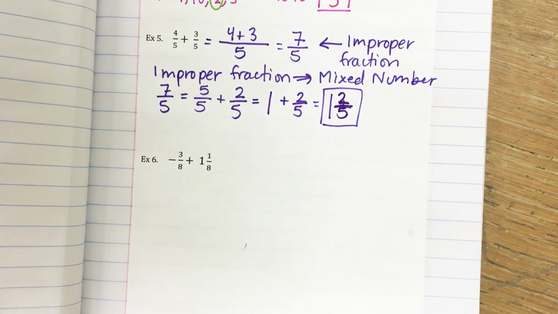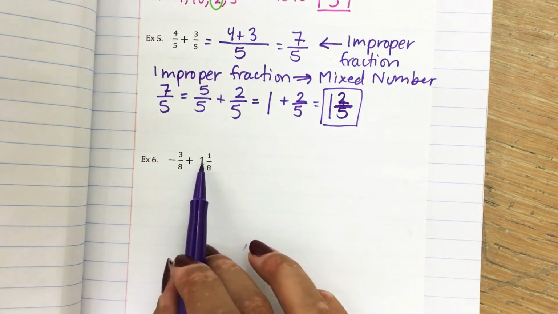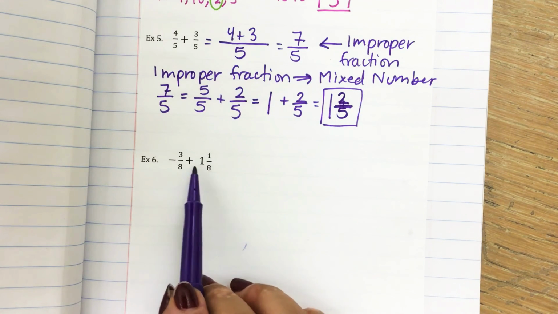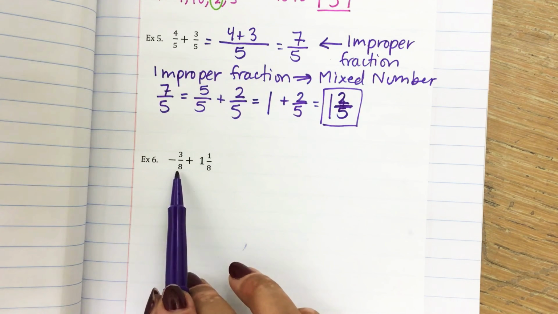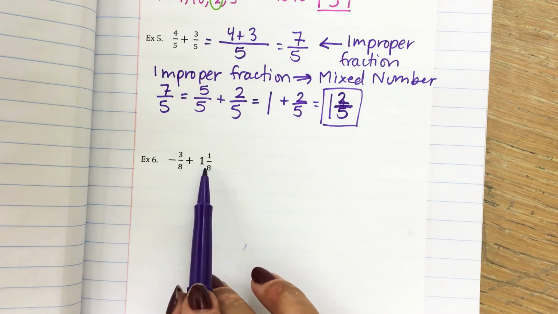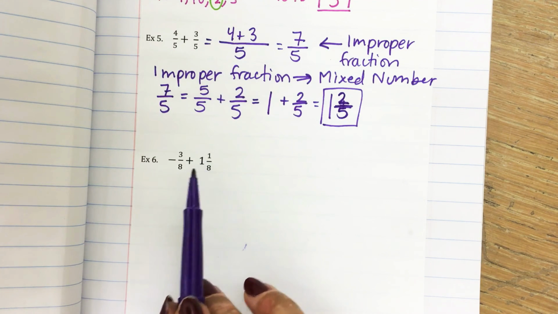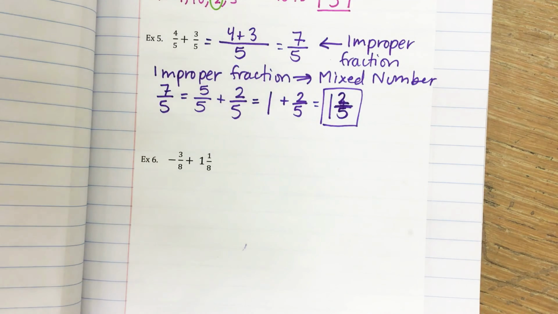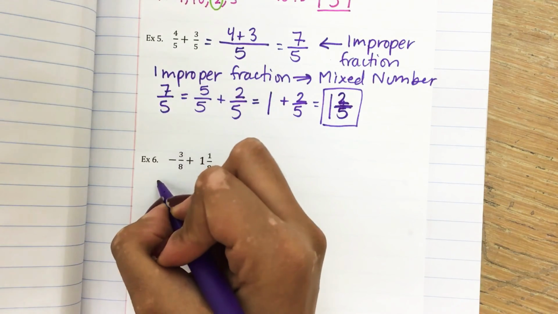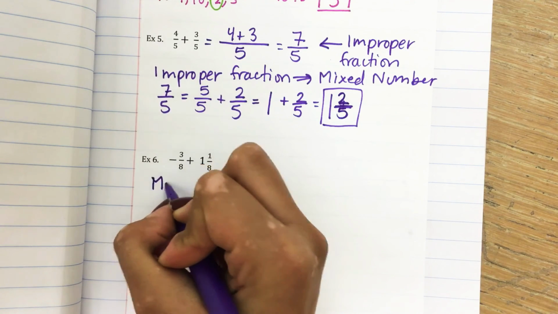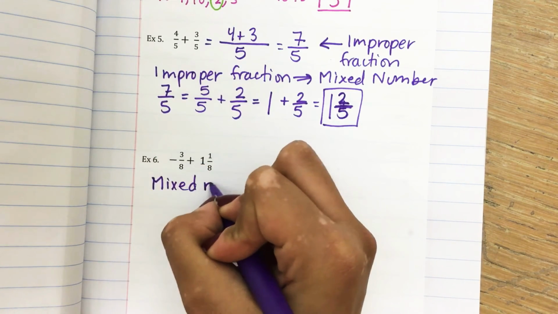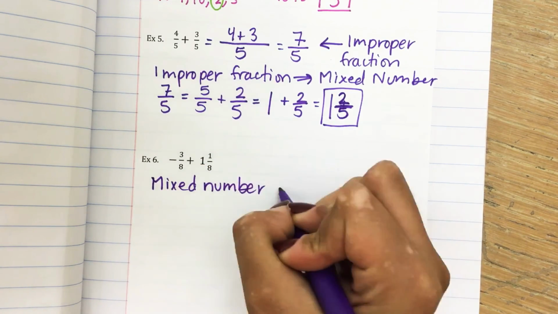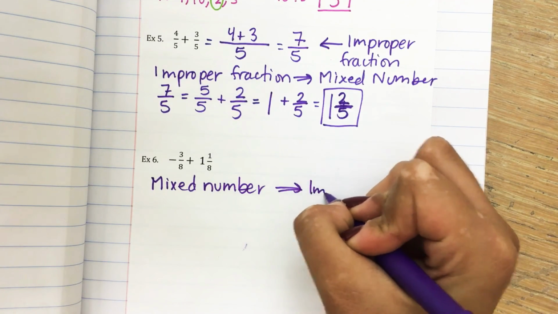Example number 6, we have -3/8 plus 2 and 1/8. I can't add these because this one's a proper fraction and this one's a mixed number. I need to change this mixed number into an improper fraction, and then I can go ahead and add that. So let's label what we're going to do right now: mixed number into an improper fraction.